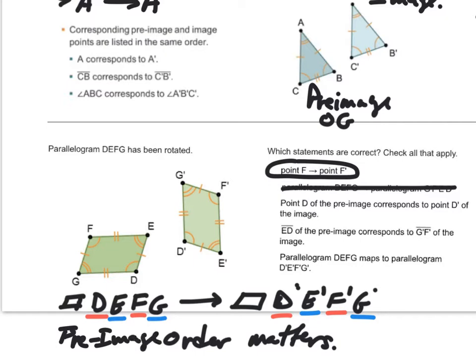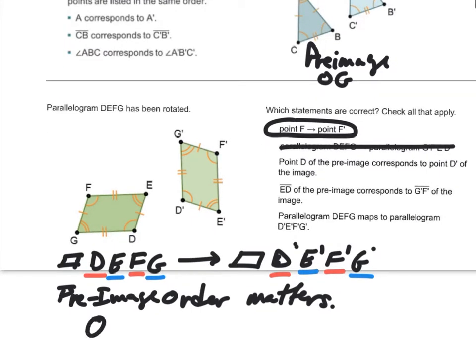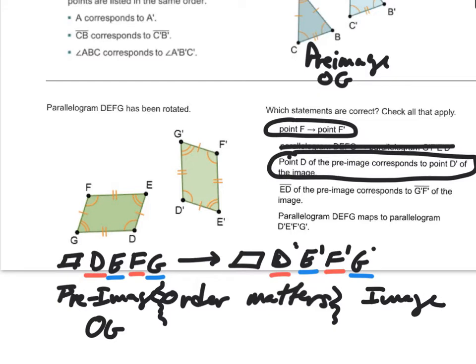Okay, also known as the OG, not Q, OG. And then this is the image. All right, so this is true. Point D on the preimage corresponds to D prime of the image.